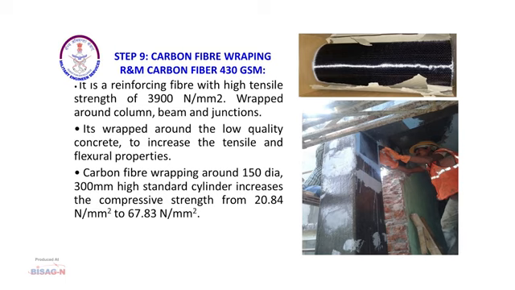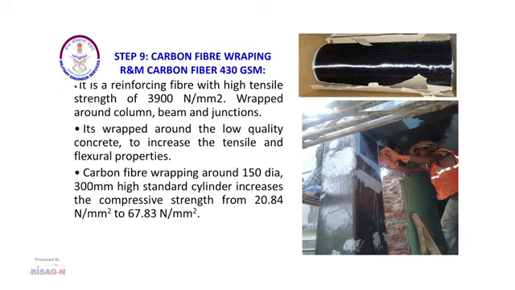Carbon fiber is a special kind of fiber which is thinner than hair. It has a strength of 3500 to 4000 Newton per mm square, which is 6 to 7 times stronger than steel. These are wrapped around the tensile members like columns, beams and junctions. We need to first identify the column and beam where this carbon fiber wrapping needs to be done. In our case, we have done the wrapping of joints which are critical and heavily damaged columns.